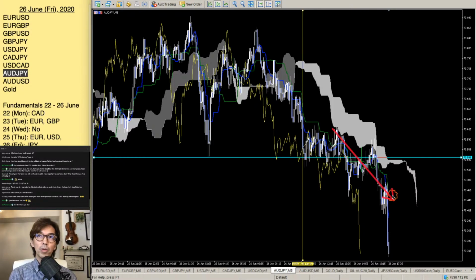So make sure to draw these lines or boxes between 9 AM until 5 PM Japan time, and it should be fine.